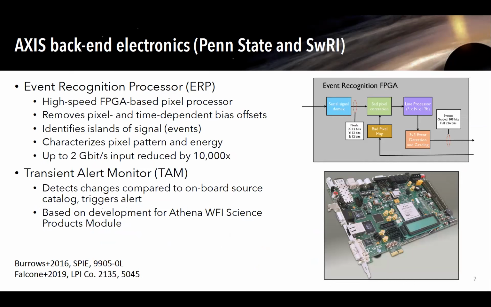All right, and the final piece of the puzzle, once we have that digitized signal, that turns out to be far too large in order to send down to the ground. And so we take those digitized pixel images, which are coming out at the rate of about 2 gigabits per second, and we send them into what we've cleverly called the back-end electronics.